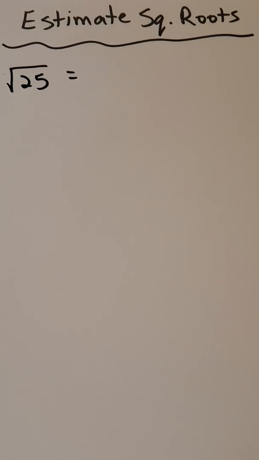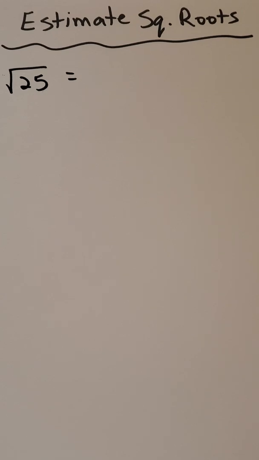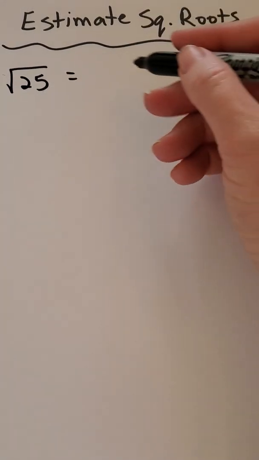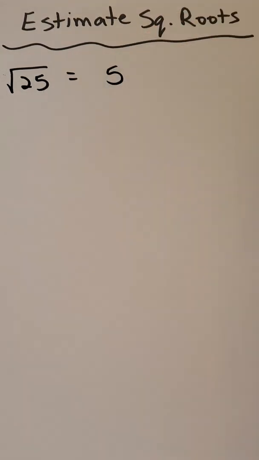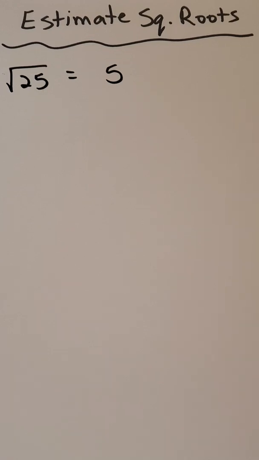Today we're going to learn how to estimate square roots. We've already been learning about perfect square roots like the square root of 25. Now the square root of 25 means what number times itself equals 25, and that would be a 5. So 5 times 5 is 25.